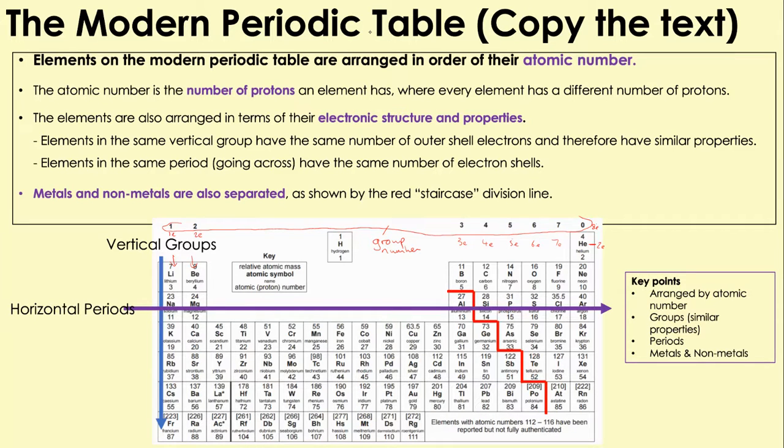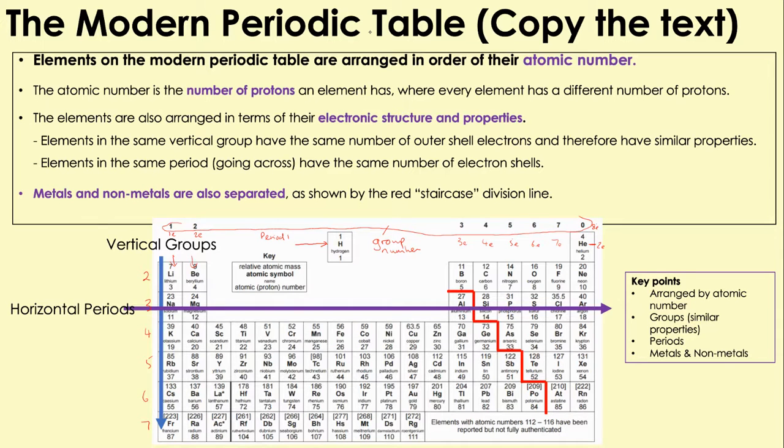So the period is the rows going across. Now, sometimes people miss the first period. So period 1 is hydrogen and helium, and then lithium, beryllium, etc. is period 2. Sodium, magnesium is 3, etc. So we go 4, 5, 6, 7.